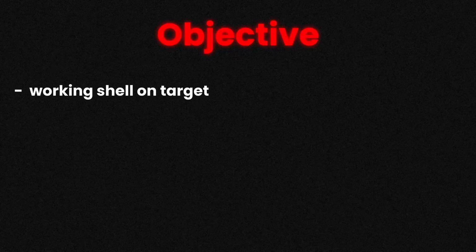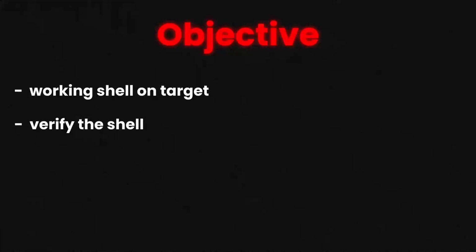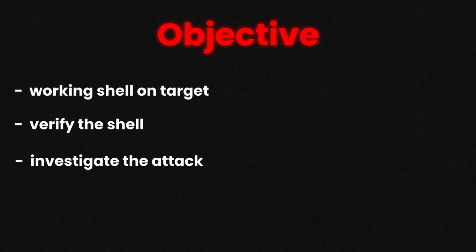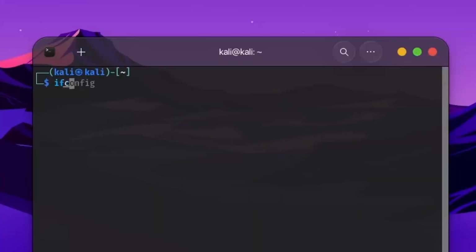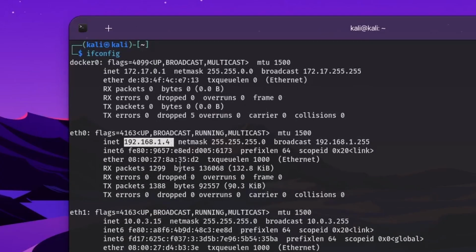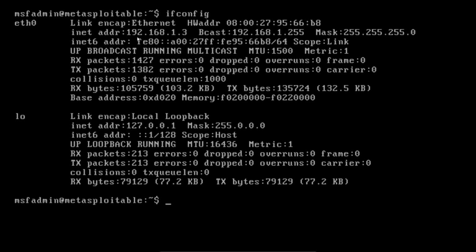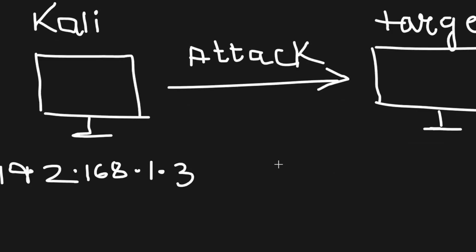If everything works, we will finish with an actual shell on the target, verify exactly where that shell landed, and then switch over to the victim side and see what evidence the attack left behind. That's the objective. My Kali machine is at 192.168.1.4 and the target is at 192.168.1.3. Before touching Metasploit, I am going to make sure they are actually communicating.